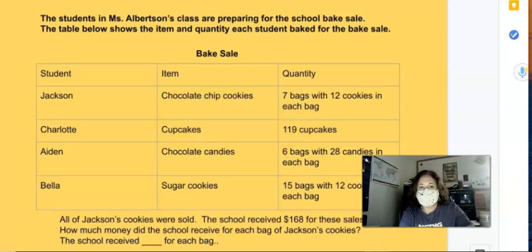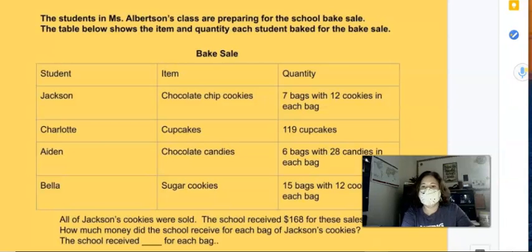All right, let's take a look at our next problem. All of Jackson's cookies were sold. The school received $168 for these sales. How much money did the school receive for each bag of Jackson's cookies? Okay, so we have Jackson with 7 bags of chocolate chip cookies, and they got $168 for these. What are we going to do? Multiply or divide?